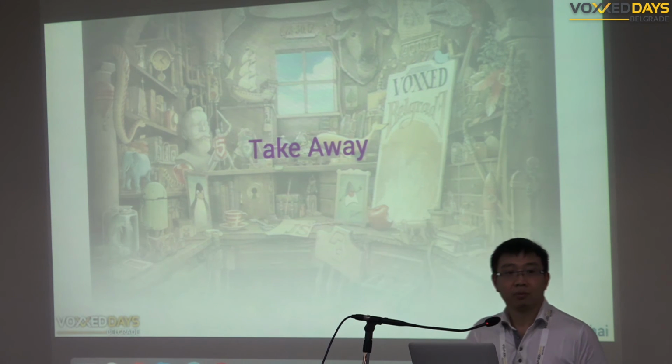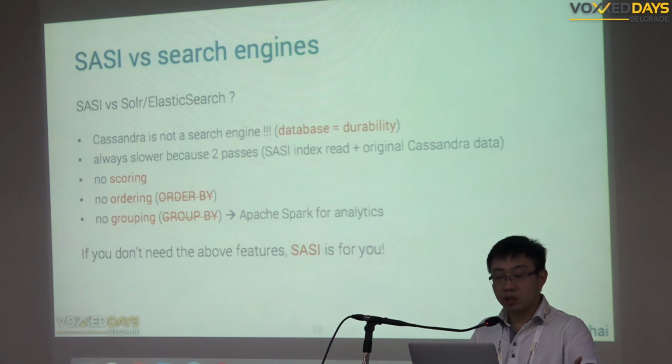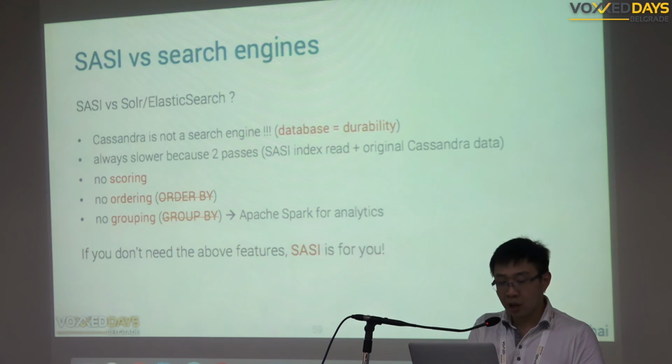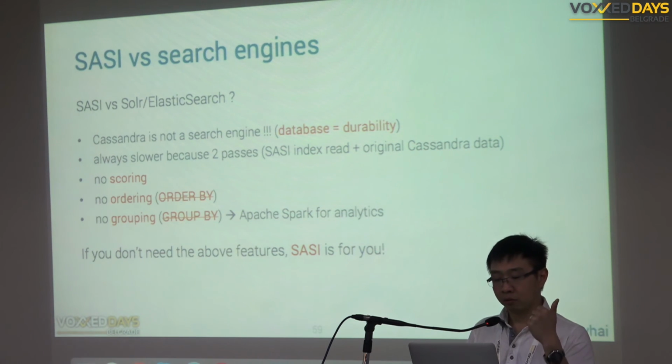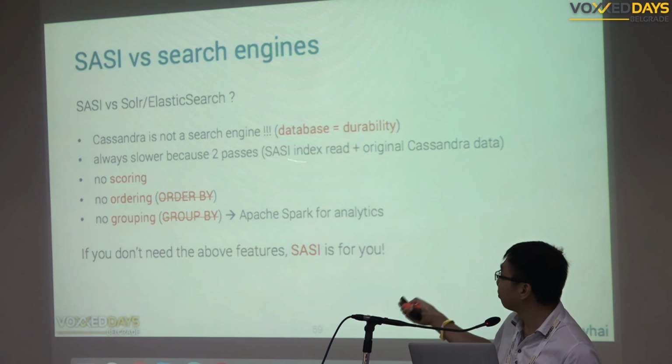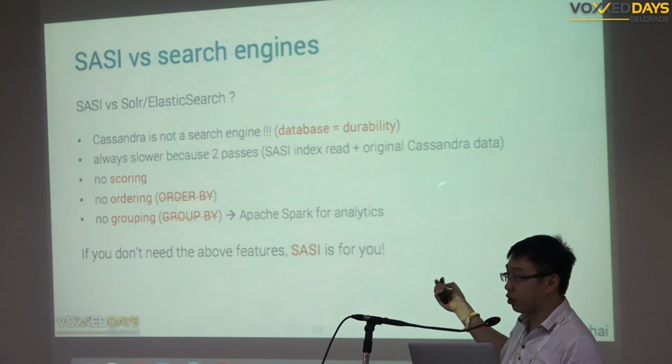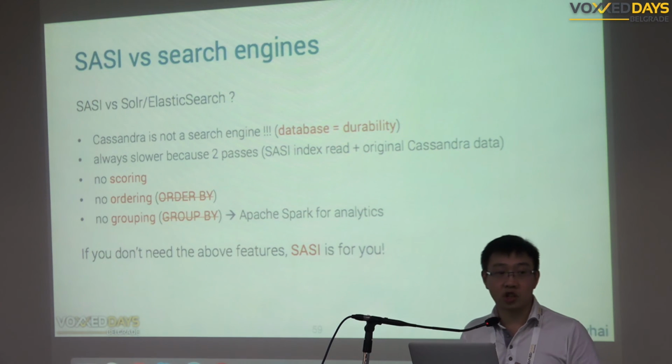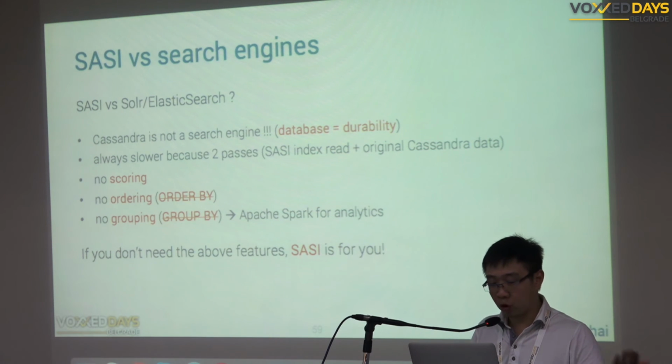Takeaway. People always ask me at the end, how does this SASI index compare to a search engine, like Solr or Elasticsearch? Well, Cassandra is not a search engine. It is a database with full text search capabilities, but it is not a search engine. And it will always be slower. Why? Because we have 2 passes. First pass, we are reading index data on disk, and the second pass, we are reading the original data. If you are using a search engine, you only read the index directly, right? So it will always be faster.